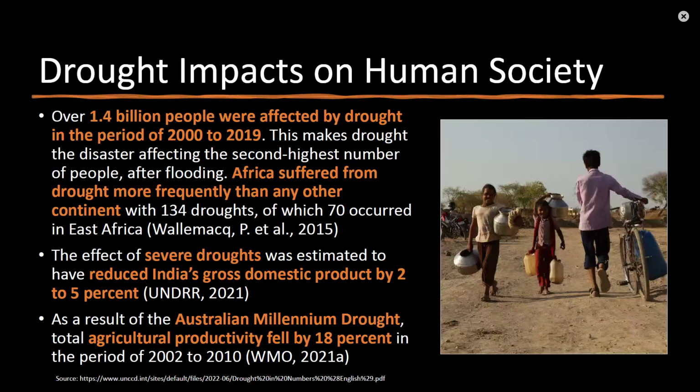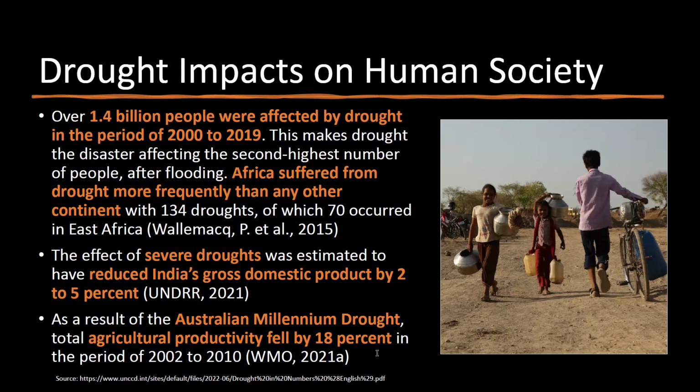So as we know, drought impacts everybody, right? We have over 1 billion people that were affected just in the first 20 years of the 2000s. Africa tends to suffer from the most frequent droughts based on where they are, and a lot of them occur in East Africa. So the effect of this is it not only creates severe droughts, death, loss of food, etc., but it changes the GDP, or the gross domestic product. And so you'll see things like when Australia was in a drought and its ag productivity dropped by 18%.